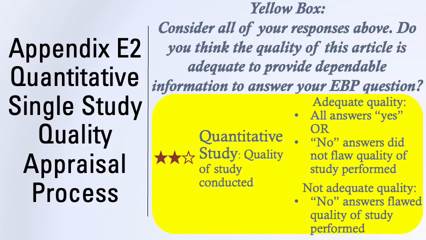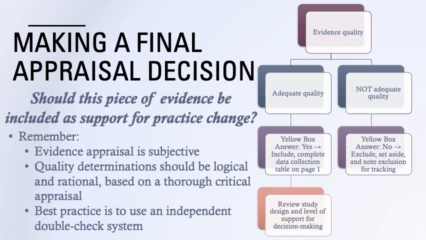I suggest you jot down notes during this process. Specifically consider if any of the individual no's or unclears, or any combination of no's and unclears, was enough to make you question the accuracy of the findings. If the answer is yes, then the piece of evidence is not adequate to provide dependable information to answer your evidence-based practice question. Determining adequate quality is a subjective decision that you need to be able to make and support for yourself based on your critical quality appraisal of the piece of evidence.